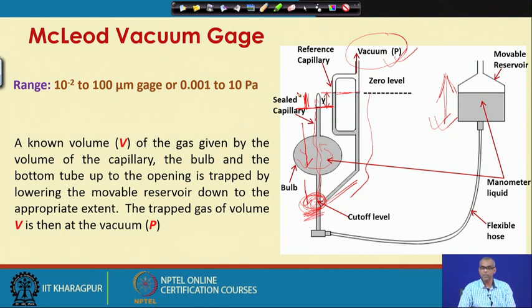So, basically what we did is, when I brought it down, the mercury level went below this point. So, I had, let us say, a gas with this pressure or vacuum, then I slowly raise it and stop when this matches with the 0 mark.